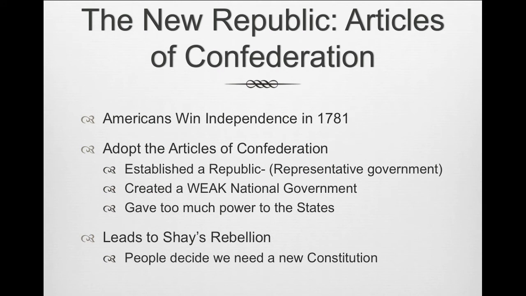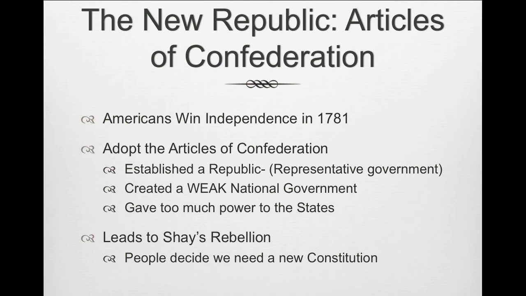After the Americans win independence, they decide that they need a constitution. They need something to outline their government. And so they adopt what is known as the Articles of Confederation. The Articles of Confederation was not a great document. In fact, it was not used for that long.